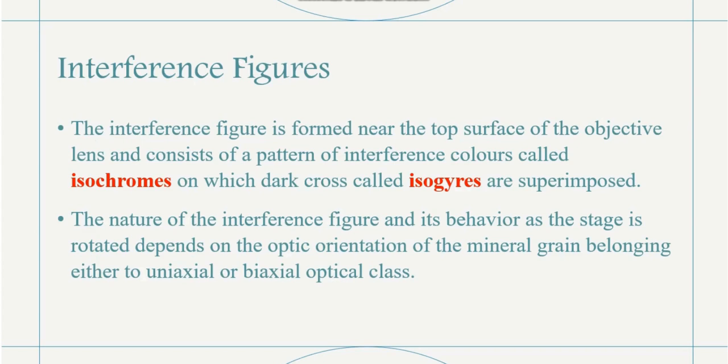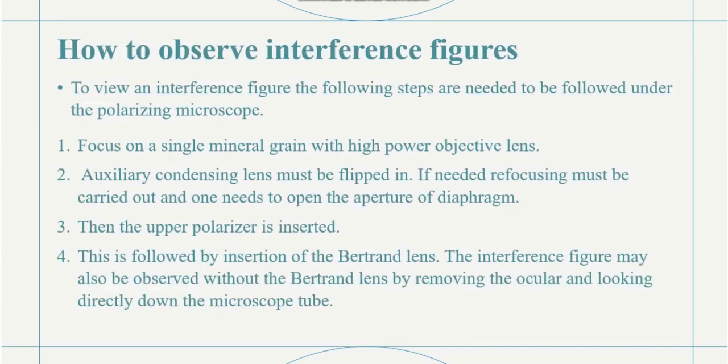Now, the nature of the interference figure and its behavior as the stage is rotated depends on the optic orientation of the mineral grain, belonging either to the uniaxial or biaxial class. So for you to observe interference figures, you need to focus on a single mineral grain with a high power objective lens, and you need the auxiliary condensing lens to be flipped in. If needed, refocusing must be carried out, and one needs to open the aperture of the diaphragm.